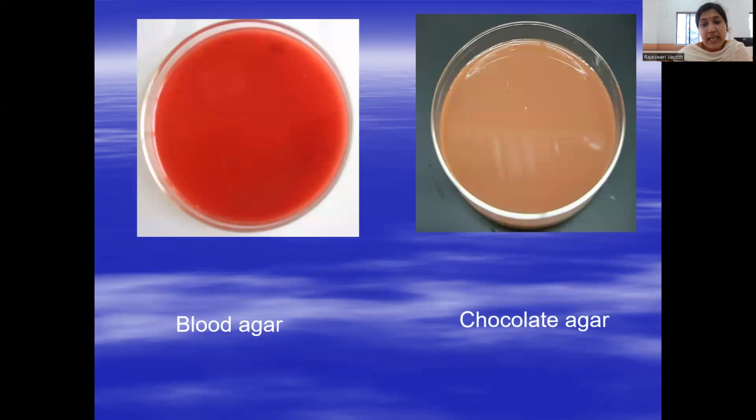Here you can see the blood agar and chocolate agar. Chocolate agar is heated blood agar, which is brown in color.